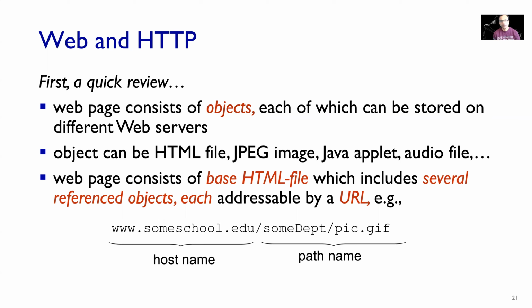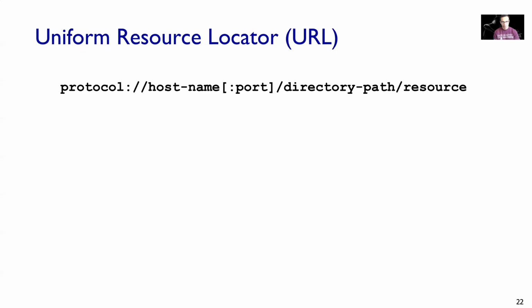And the way to actually identify any object is through this URL, as you see here. It contains the name of the actual host that's hosting this object, and then the directory path within that particular host where this object is located. URL stands for Uniform Resource Locator. And truly speaking, this is not just specific to HTTP. It can be used by a variety of protocols. It's a fairly uniform way to identify things on the web, on the internet, I should say, not just the web.